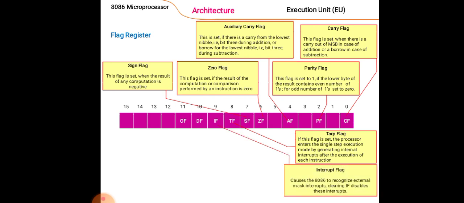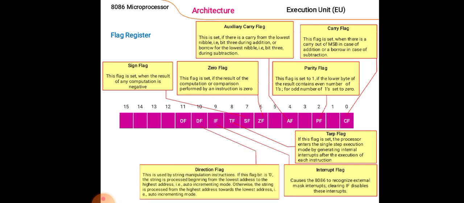Then the interrupt flag. This interrupt flag is used to recognize whether the interrupt is maskable or non-maskable. This concept we have learned in the pin diagram, that is the NMI pin. When the NMI pin is enabled, it indicates that the software interrupts will be executed by 8086. So the interrupt flag recognizes maskable and non-maskable interrupts.